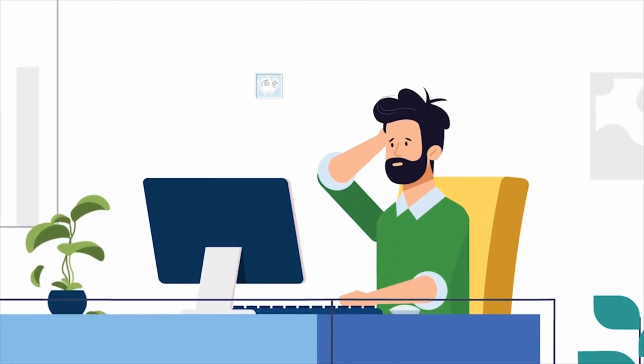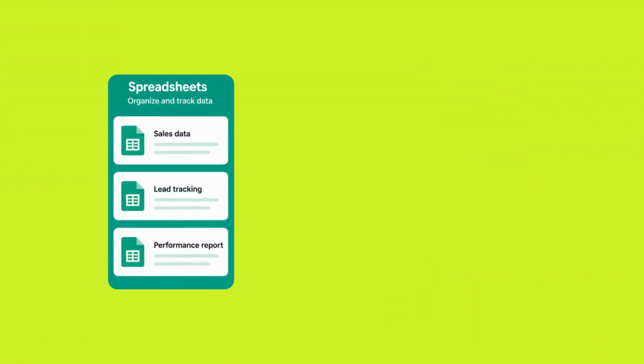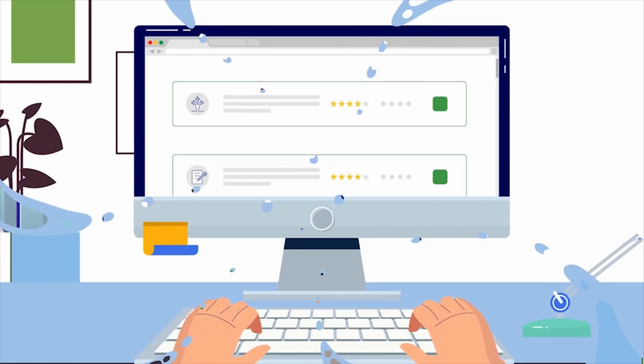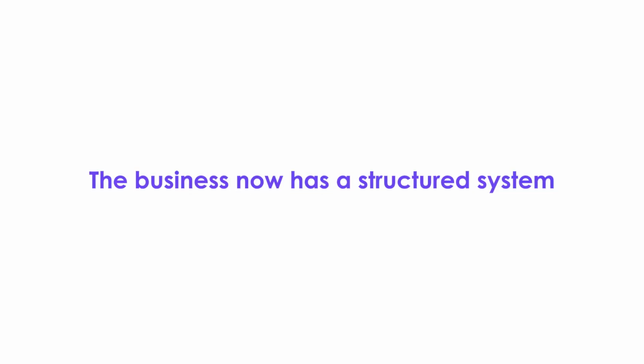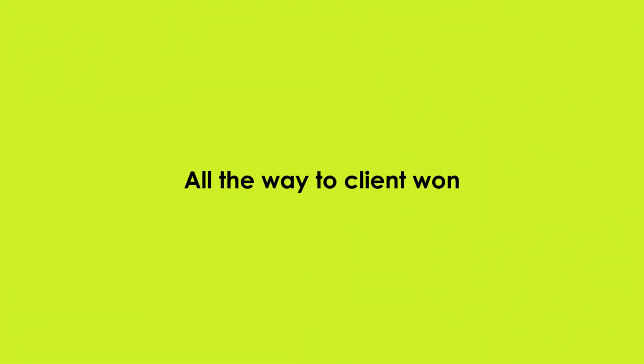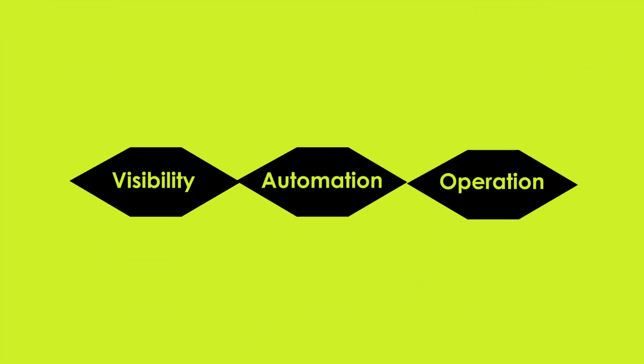Instead of managing sales through disconnected tools, the team now works from one organized CRM. Instead of checking spreadsheets, website forms, and manual notes separately, everything is available inside ClickUp. And instead of just storing leads, the business now has a structured system that tracks the full sales journey from first inquiry all the way to client won. This is not just a sales list. It is a fully connected CRM process built for visibility, automation, and smoother operations.